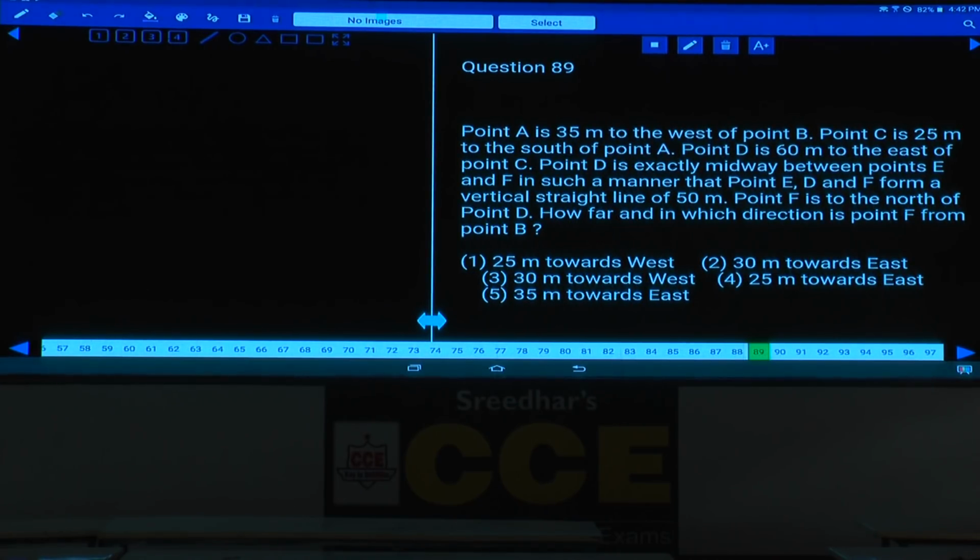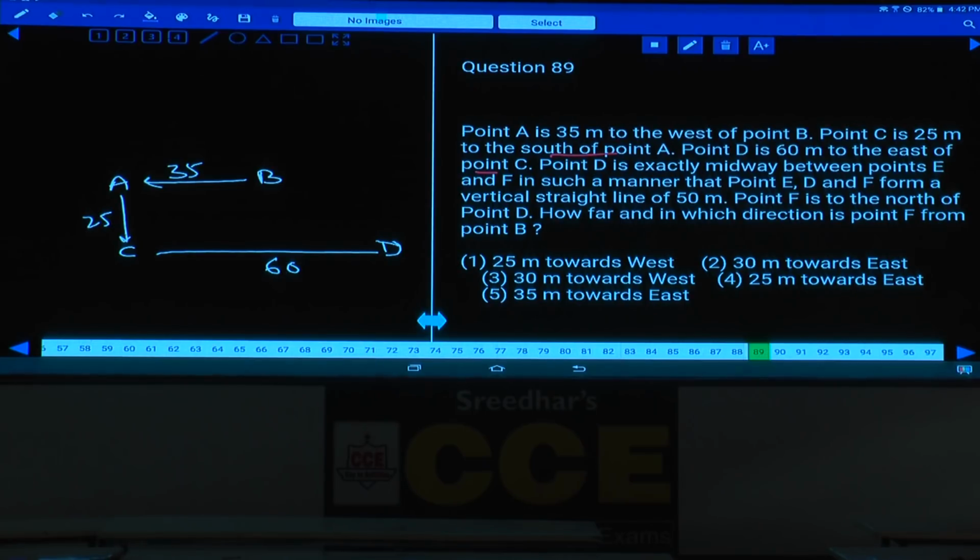Now question number 89. A is 35 meters to the west of point B. Now B is here. A is 35 meters to the west of point B. C is 25 meters to the south of A. D is 60 meters to the east of C. Now the total distance is 60.